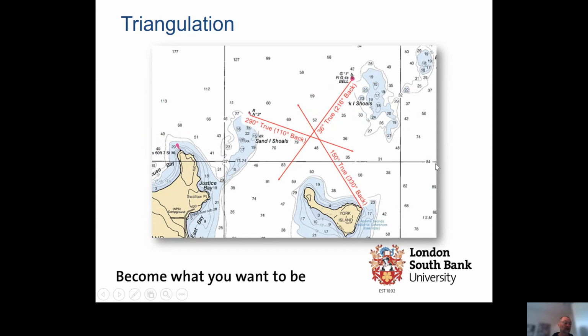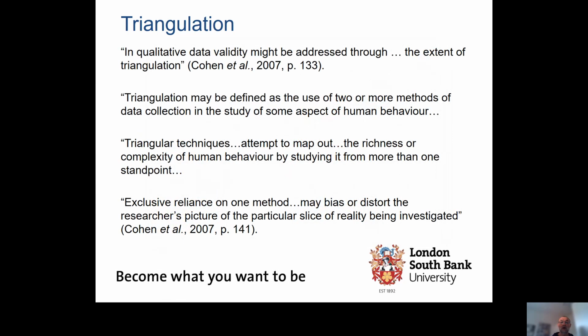Triangulation, I mentioned that a little bit earlier. In qualitative data, validity may be addressed through the use of triangulation. That's back to Cohen again. So Cohen is a good source that you can use in your methodology, but also in your discussion section. Cohen et al. define triangulation as the use of two or more methods of data collection in the study of some aspect of human behavior.